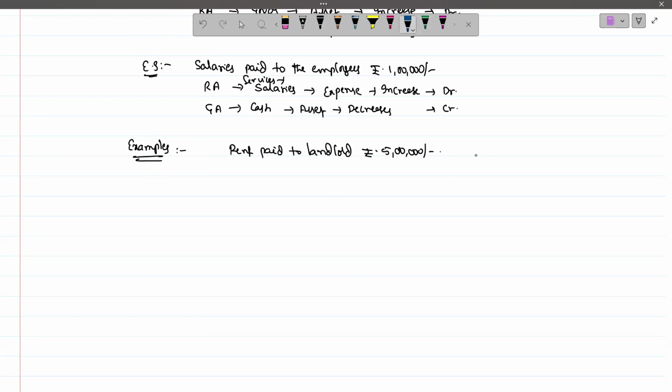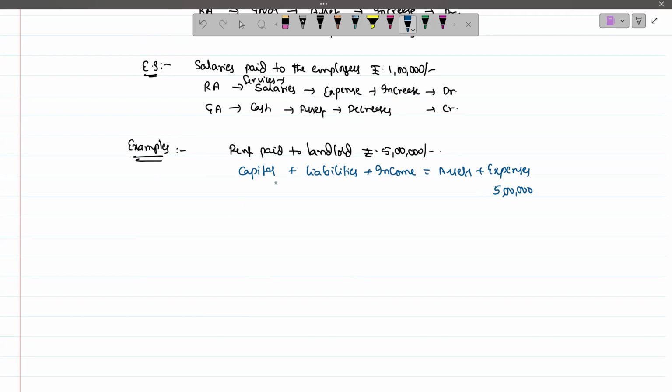Rent paid to the landlord, 5 lakhs. So what is the accounting equation approach? Capital plus liability plus income is equal to what? Assets plus expenses. So we are paying what? Rent. If the rent is paid, then expenses increase. Expenses are increased by 5 lakhs.